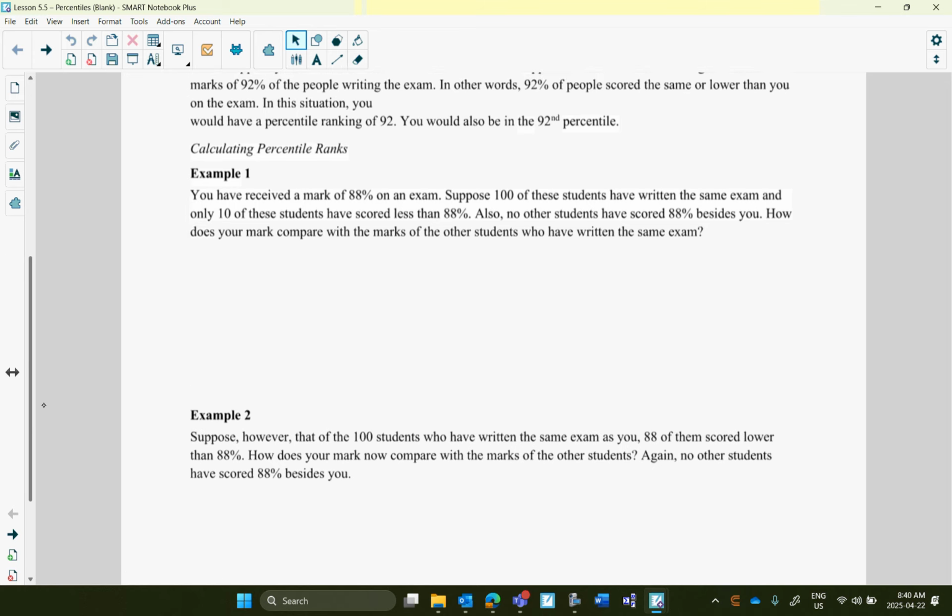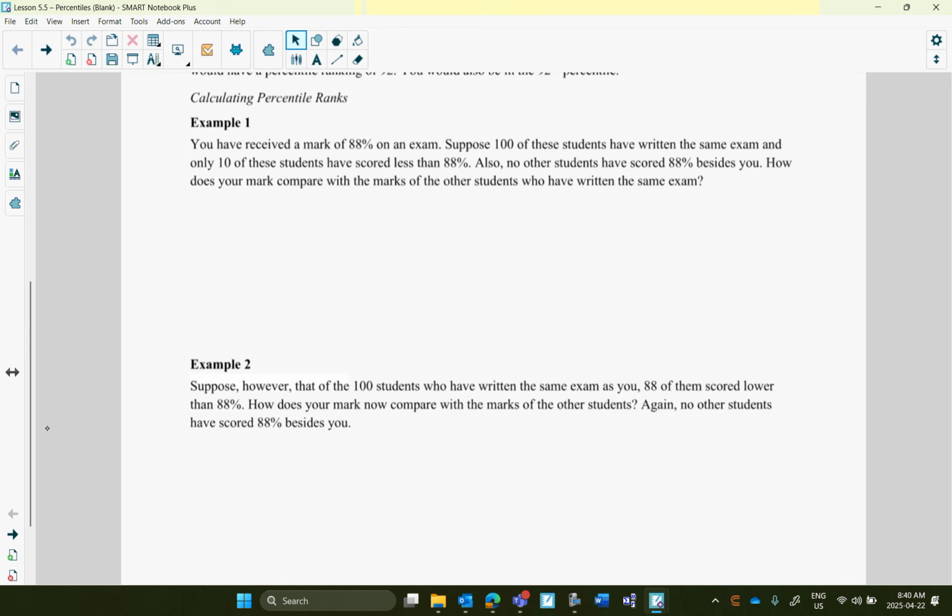So let's look at a couple of examples to emphasize the point. Again, you got a mark of 88% on an exam. 100 students have written the same exam as you. Only 10 students scored less than 88%. No other students scored 88% besides you. How does your mark compare with the marks of the other students who have written the same exam? So what we're going to do is find the percentile.